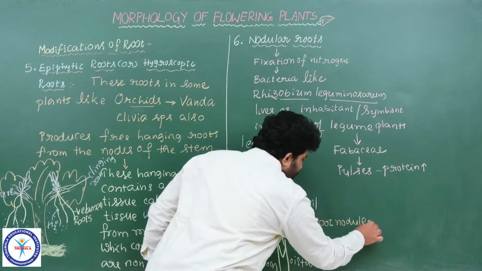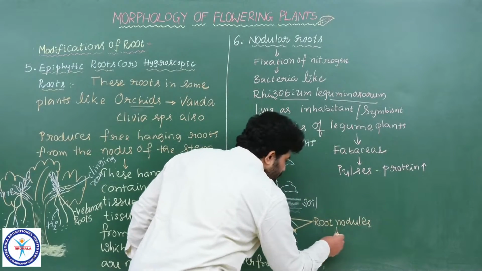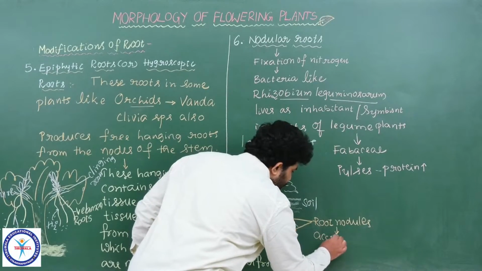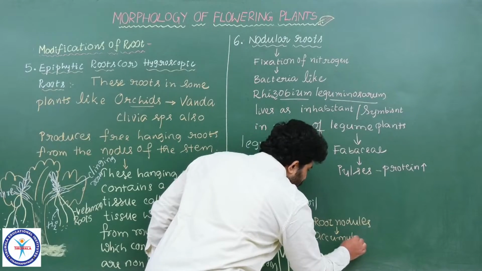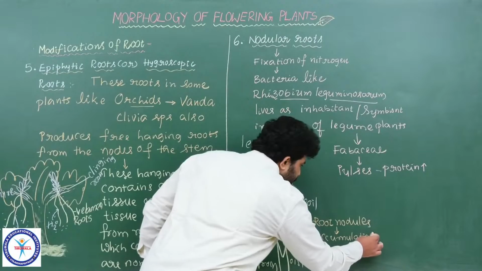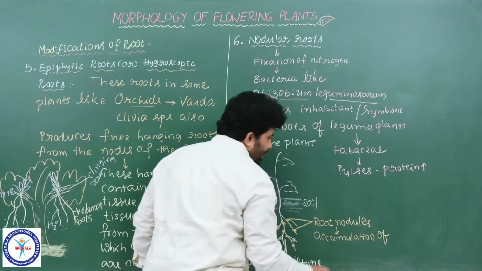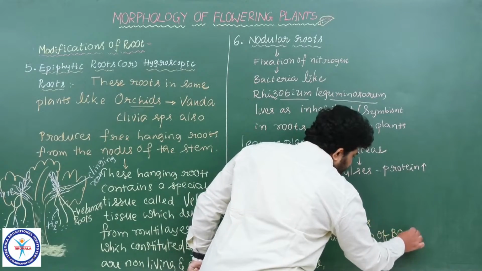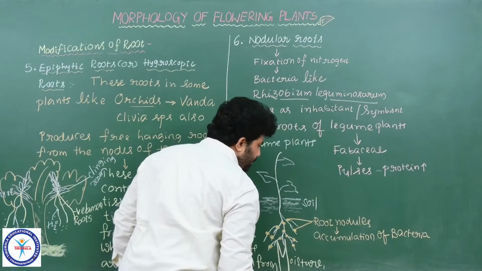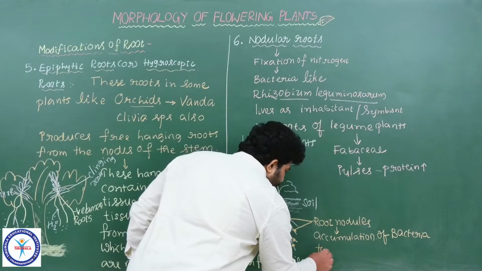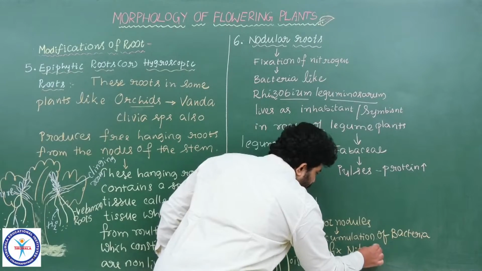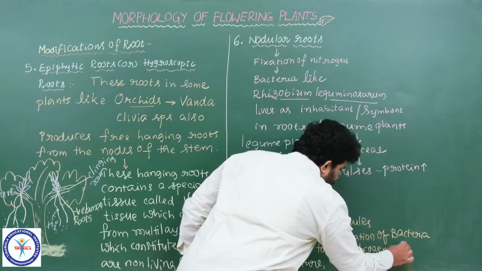Root nodules are formed because of the accumulation or staying of Rhizobium leguminosarum bacteria to fix nitrogen into the plants.